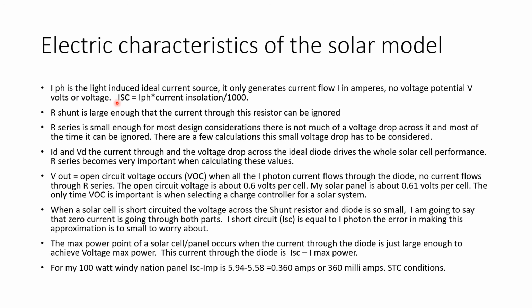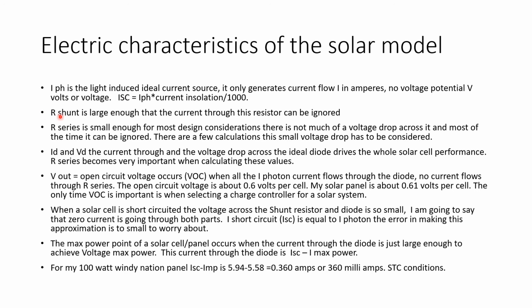Now, a little trick I'll show is that the short circuit current through a solar cell is equal to the I photon times the current solar insolation divided by 1,000. 1,000 is where it's measured in the factory, 1,000 watts per meter squared. And if you know your current solar insolation, you can calculate what the short circuit current should be.